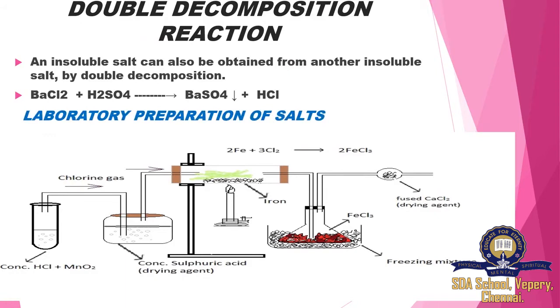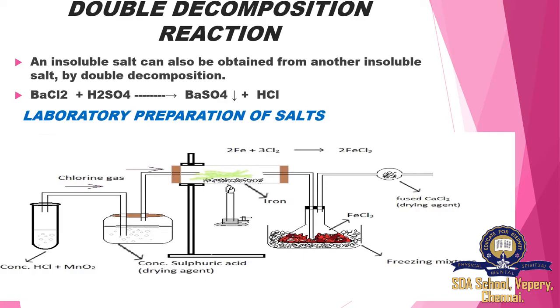Double decomposition reaction. An insoluble salt can also be obtained from another insoluble salt by double decomposition reaction. Here barium chloride is reacting with sulfuric acid and it is giving barium sulfate. It has been precipitated in the solution and correspondingly we are getting hydrochloric acid.